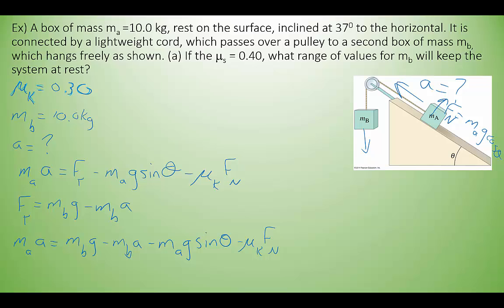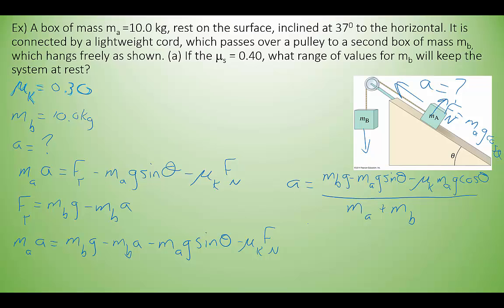And when we rearrange that, we end up with the equation that acceleration is equal to MBG minus MAG sine theta minus mu sub k MAG cosine theta, all over MA plus MB. Plug and chug our numbers here. MA and MB are both 10, which makes it lucky for us at this point.